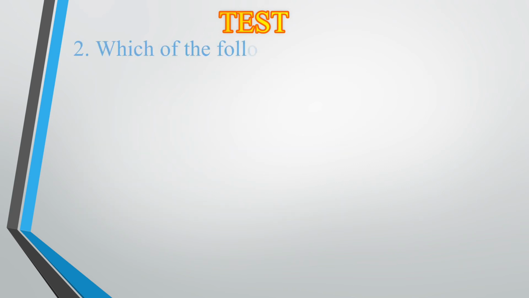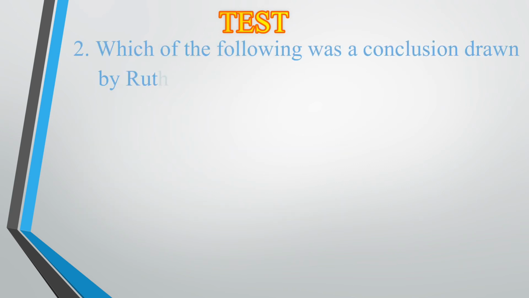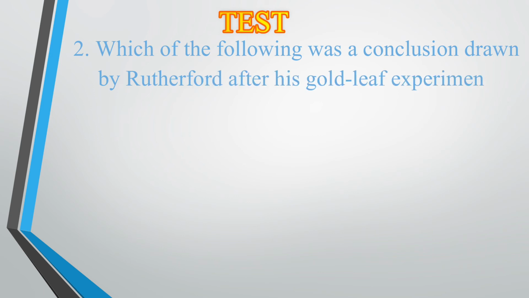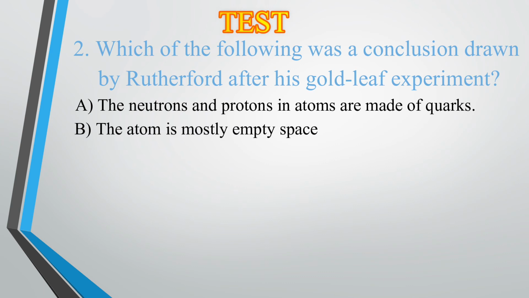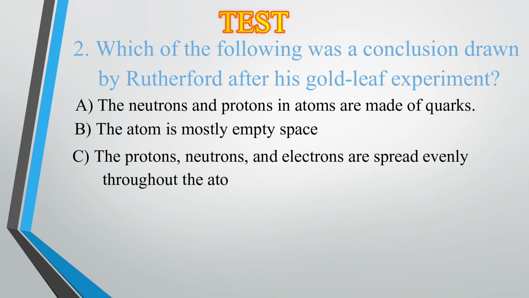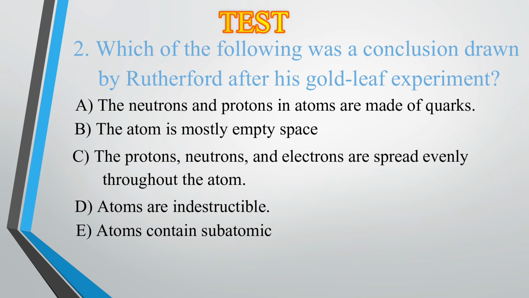Question number 2. Which of the following was a conclusion drawn by Rutherford after his gold leaf experiment? Option number A, the neutrons and protons in atoms are made up of quarks. Option number B, the atom is mostly empty space. Option number C, the protons, neutrons, and electrons are spread evenly throughout the atom. Option number D, atoms are indestructible. Option number E, atoms contain subatomic particles called neutrons. The correct option is option number B, the atom is mostly empty space.